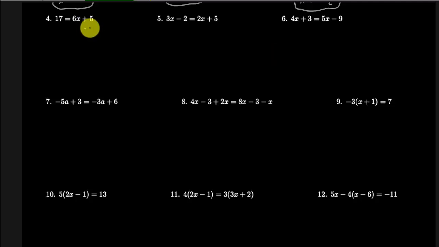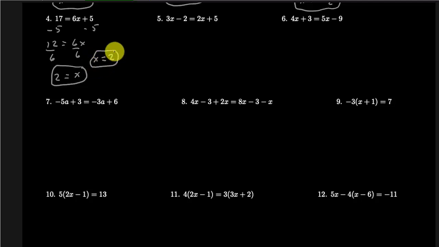All right, so here we're going to subtract 5 from both sides. So that's going to give us 6x is equal to 12. Divide both sides by 6, and we get x is equal to 2. And if you prefer the x on the left side, you can write x is equal to 2 like that. You can swap them. That's fine.